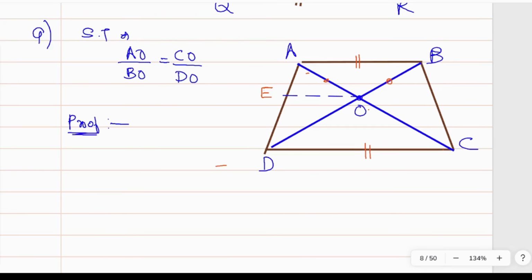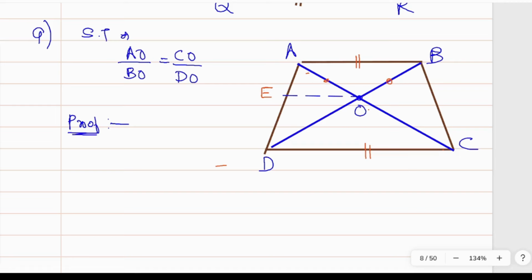Okay, now let's do the question number 9. Here it says that ABCD is a trapezium in which AB is parallel to CD and its diagonals intersect each other at the point O. Show that AO by OB equal to CO by DO. Right? That is what we have to prove here. So, here the parallel sides are AB and CD in the case of the trapezium ABCD, and BC and AD are the non-parallel sides of this trapezium.